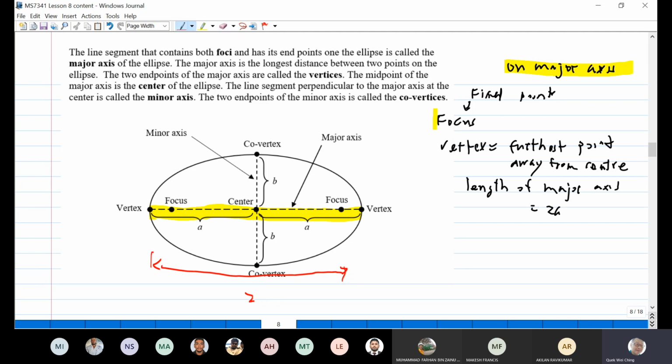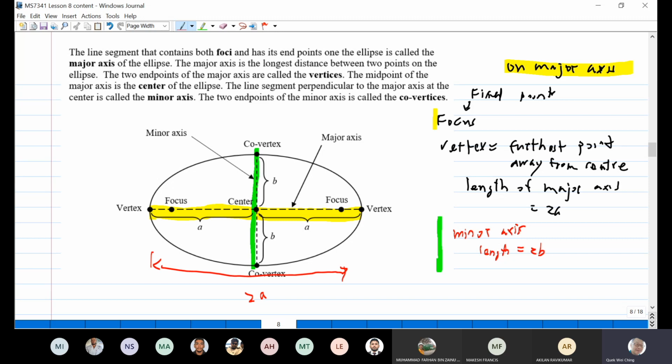Okay, and then there's another axis called the minor axis here. I use the pink color one. This minor axis here, okay, this is called the minor axis. The length, you can see from the diagram, is 2b, the shorter one. Length 2b. And then the furthest point from the center is called the co-vertex.